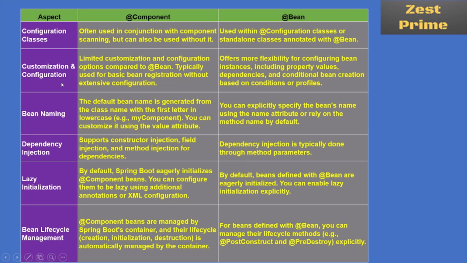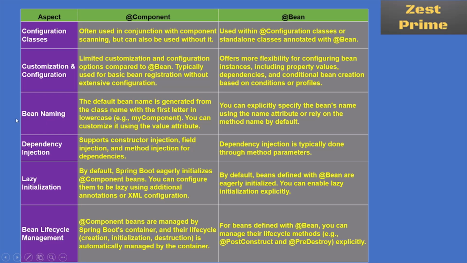The next difference is customization and configuration. In case of components, we don't have much option for customization, because most of the things are handled by the Spring Boot application. Whereas in case of bean, you have more flexibility because you are dealing with the object creation, and that's where you can see more flexibility over here.